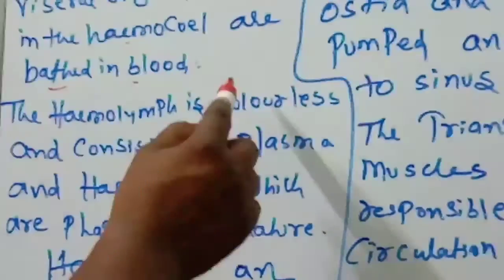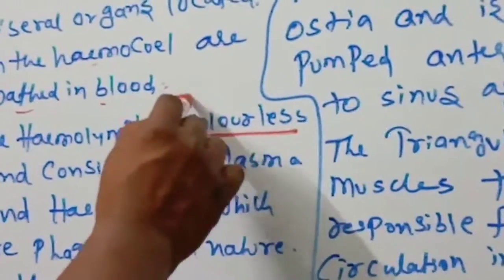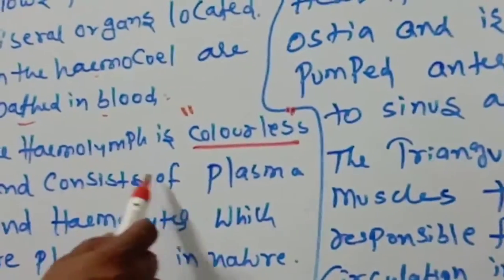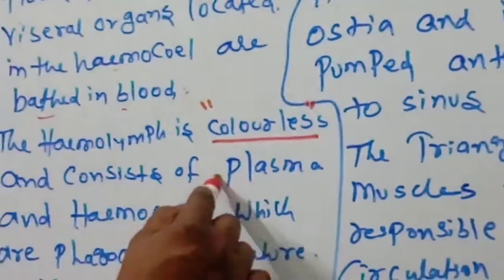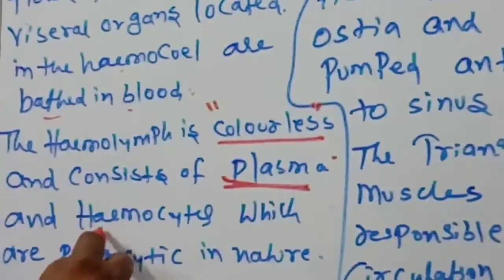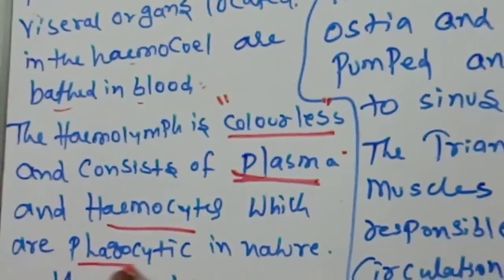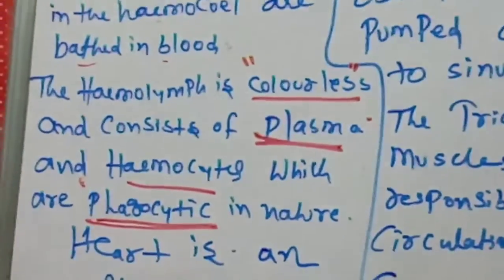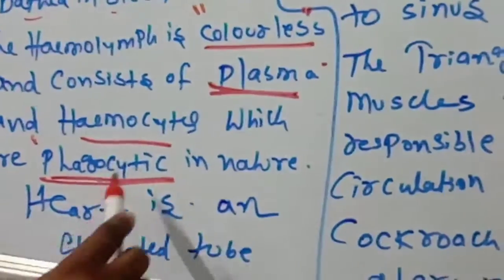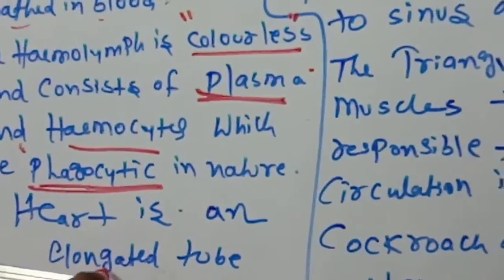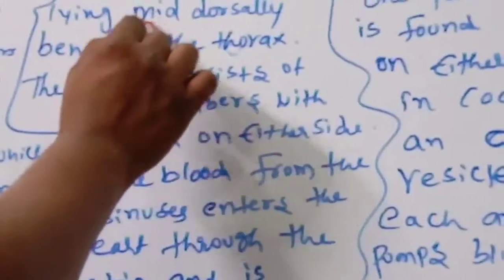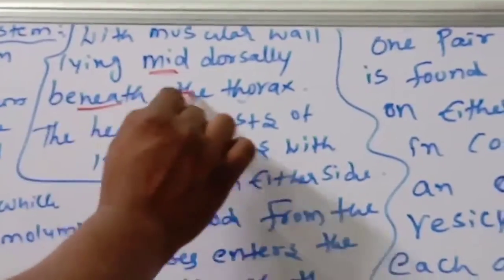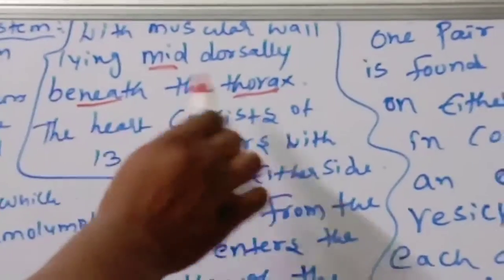The hemolymph is colorless, with no hemoglobin, and consists of plasma and hemocytes, which are phagocytic in nature, meaning they kill germs. The heart is an elongated tube with a muscular wall lying mid-dorsally, beneath the thorax.